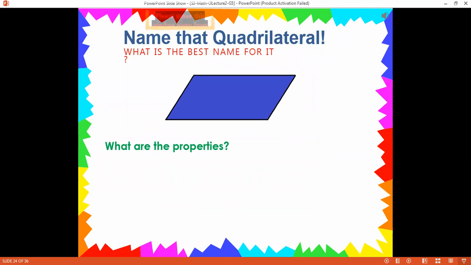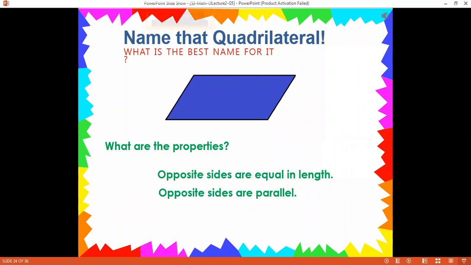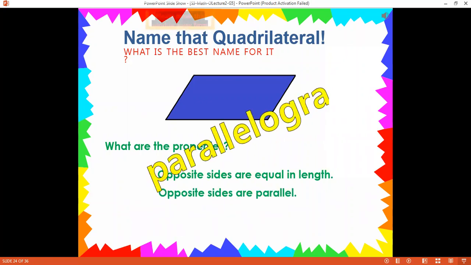So the only property that we have is the opposite sides are parallel and equal, right? A parallelogram. Very good. So the opposite sides are equal in length and the opposite sides are parallel. So this is a parallelogram.